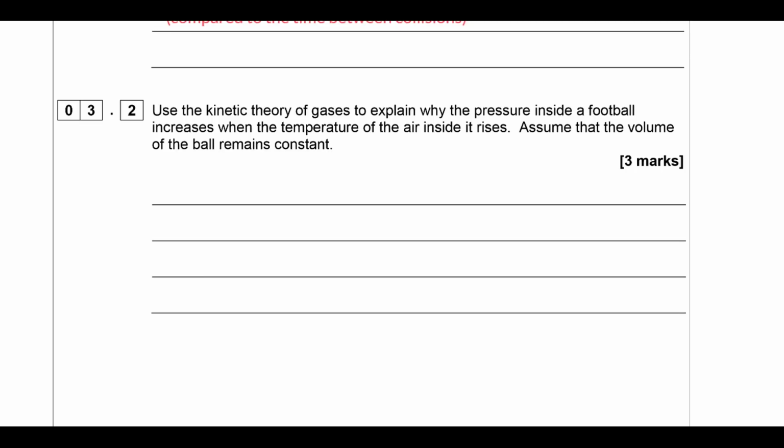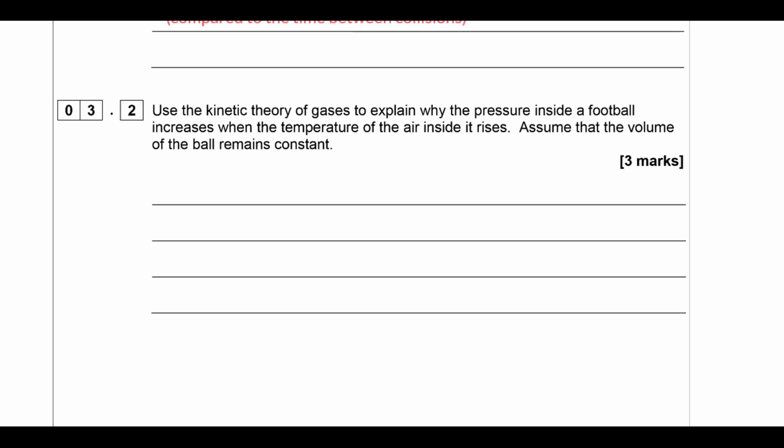So it says, use the kinetic theory of gases to explain why the pressure inside a football increases when the temperature of the air inside it increases. Assume the volume of the ball remains constant. Okay, so if we're keeping the volume of the ball the same, that means the area that the force from the gas molecule is spread over is pretty much the same the whole time. So that's not the reason for it. But if we increase the temperature, what you should know is the kinetic energy of the gas particles, or the mean square speed, increases. So that's going to decrease the time between the collisions, and it's also going to increase the change in momentum from each collision. So from that, a greater force and therefore a greater pressure is experienced.